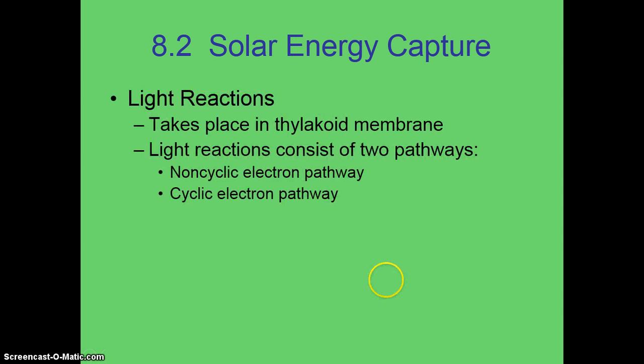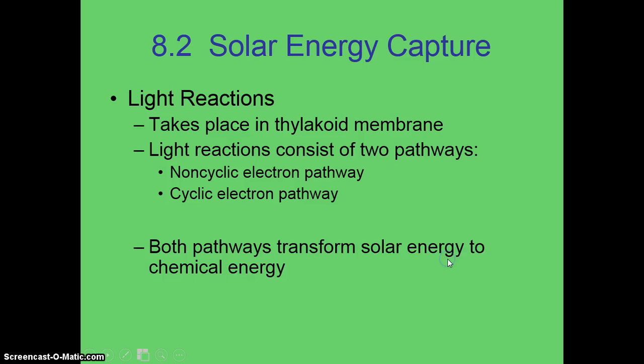We're going to talk about the light reactions today. These take place in the thylakoid membranes, and the thylakoids are located inside of the chloroplast. So when you're asked where photosynthesis occurs, your answer should always be in the thylakoid membrane. The light reactions have two pathways. One's non-cyclic electron, and the other one is cyclic electron pathway. And we'll get into those in a little bit more detail in just a minute.